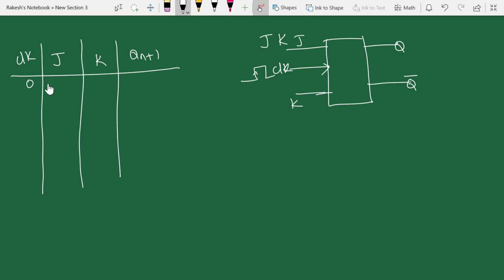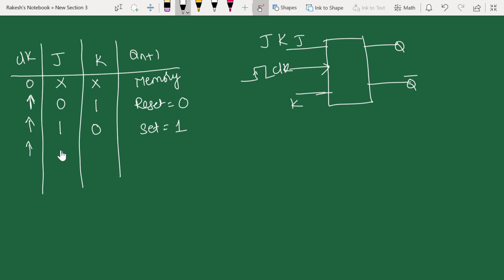When clock is 0, you don't have to consider the JK inputs, it will be in the memory state. Whatever the previous state you're going to have, the same state will be continued. When the clock is enabled, that I am making it with the arrow mark, when J is 0, K is 1, it is going to reset your output to 0. Similarly, when the clock is enabled and you apply J is 1, K is 0, it is going to set your output to 1.